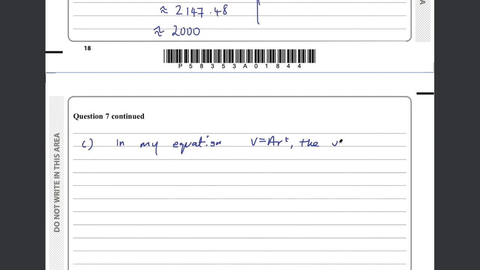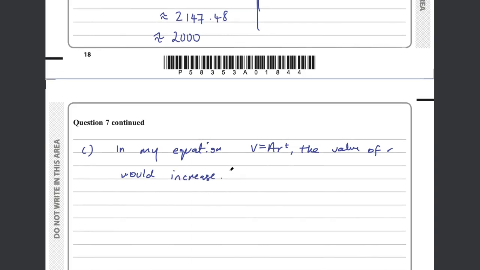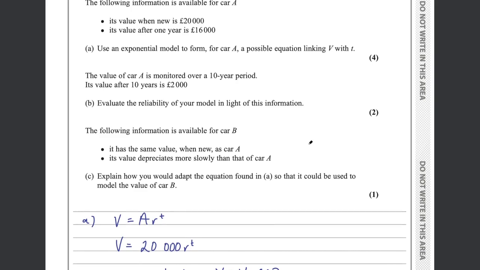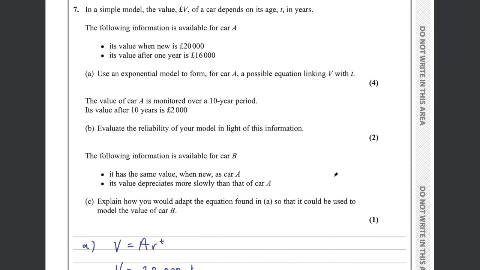The value of R would increase. And I believe that was just 1 mark. Yes, so that's all I would say for that, for part C. Okay, on to the next question.